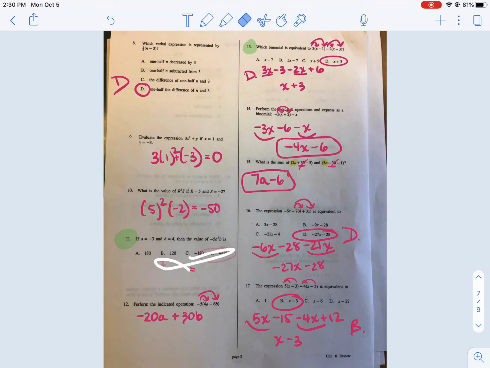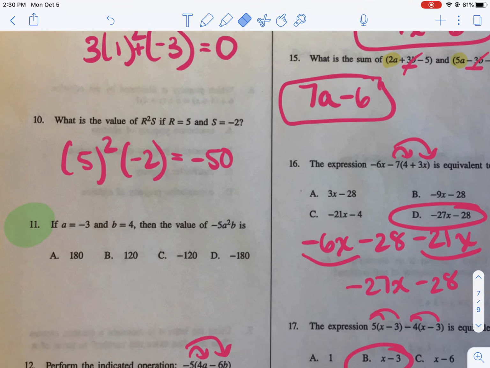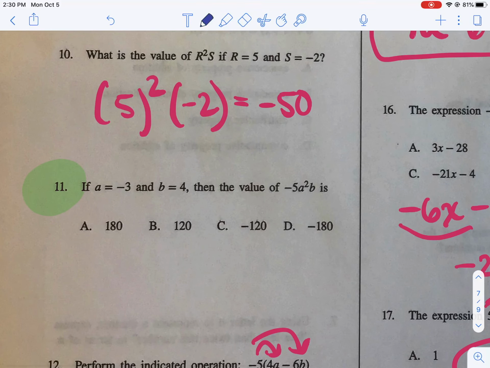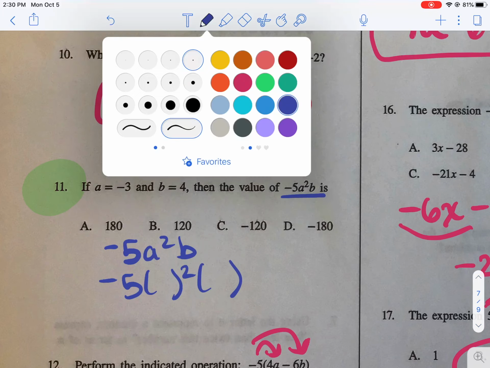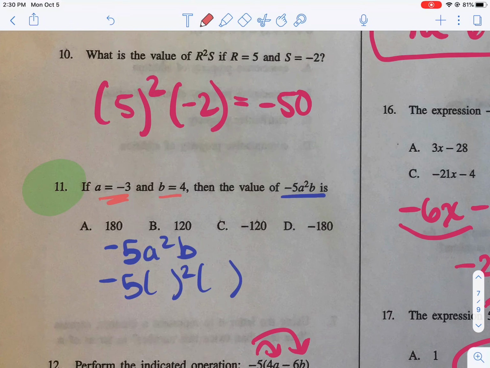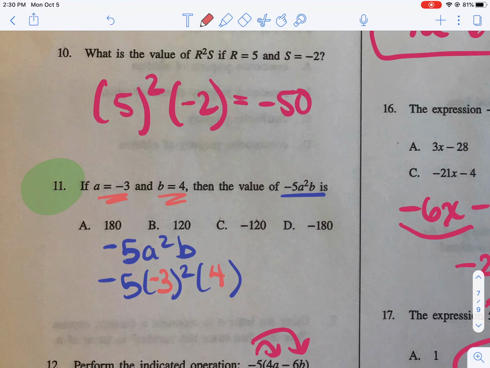Okay, so if we look at number 11, I'm going to zoom on in. This is an evaluation question, so I'm going to start with -5 a squared b. Instead of putting in a and instead of putting in b, we're going to substitute in the 2 values they gave us, -3 and 4. So I'm going to put in -3 here and 4 here.